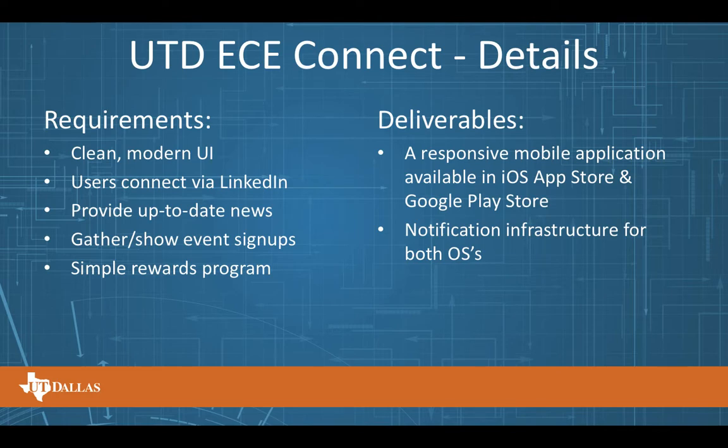We want to be able to provide up-to-date news, gathering a show, event sign-ups, things like that, that would go through our contact people to be able to reach out to the alumni and just let them know what's going on. Basically, just pick up some standard event text and be able to push it out to the app. It looks a little fancier on screen than it really is.